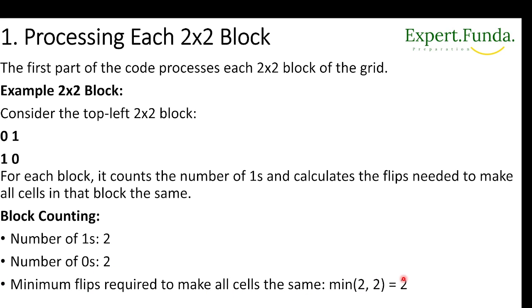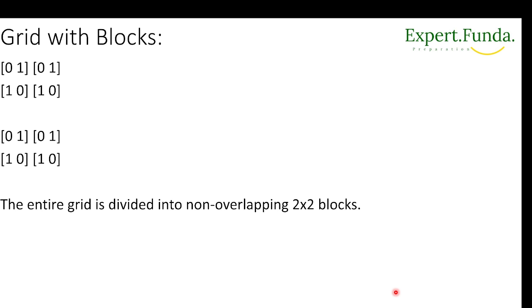So 2 will become your minimum flips. You got it? Now if we represent the grid with the blocks, it will look like this: 1 0 0 1, 1 0 0 1, 1 1 1 0, and 0 1 0 1, 1 0 1 0. So the entire grid is divided into non-overlapping 2x2 blocks, you can say.